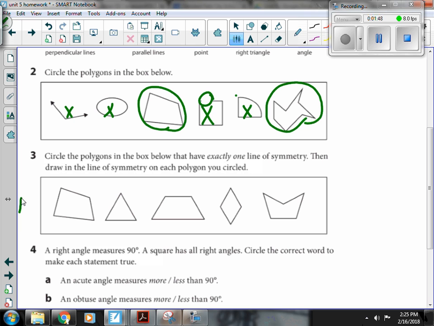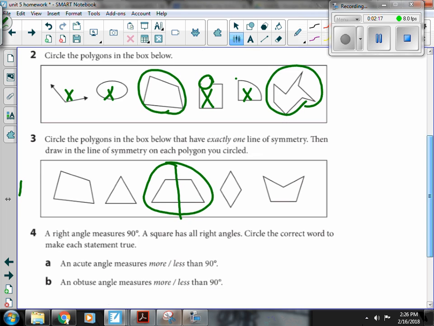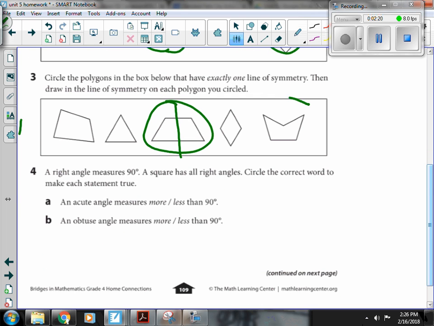Number 3, circle the polygons in the box below that have exactly 1 line of symmetry. The first one doesn't have any. The second one does have symmetry, but it's got 3. I can go from every point across, so that won't work. The trapezoid only has 1, and it's right down the middle. The diamond would have more than 1. I could go down the middle and across, so it has 2, so I can't circle that one. And this last one that looks kind of like a crown only has 1 straight down the middle.